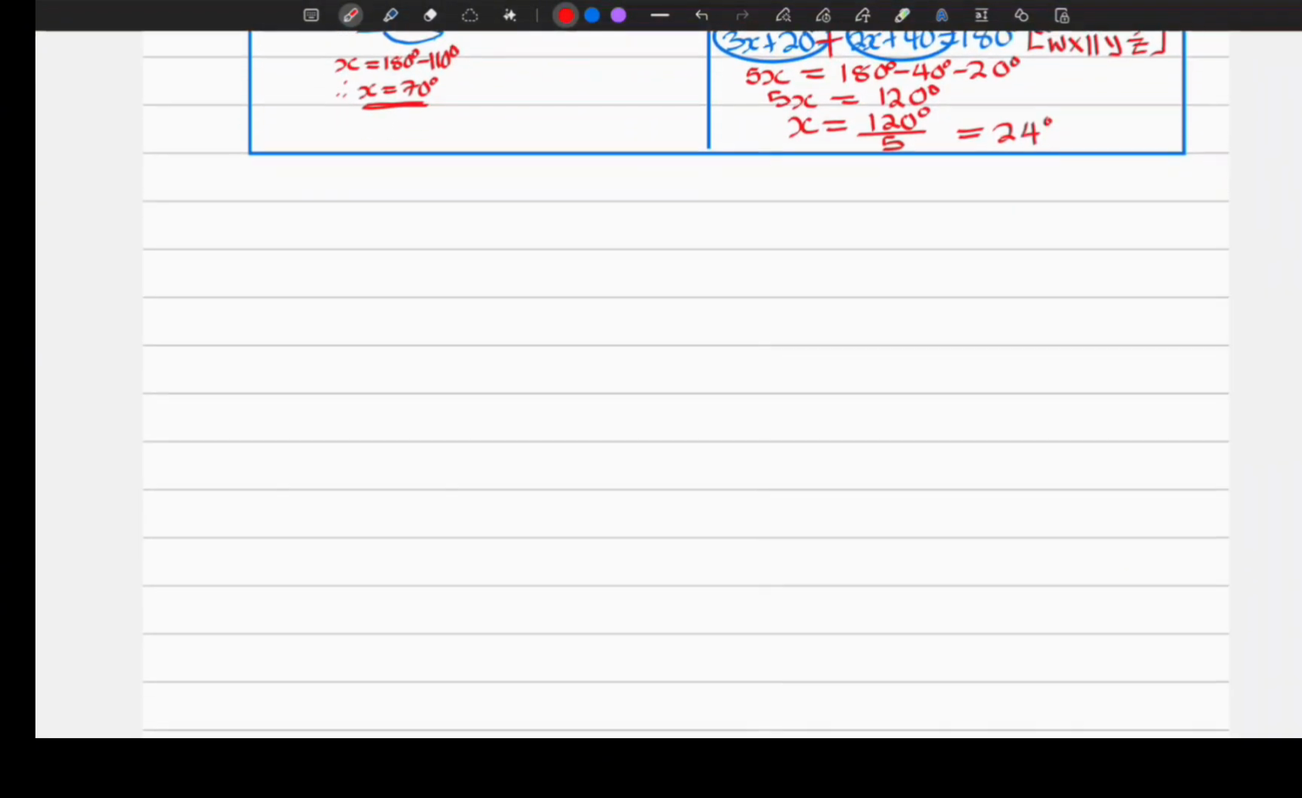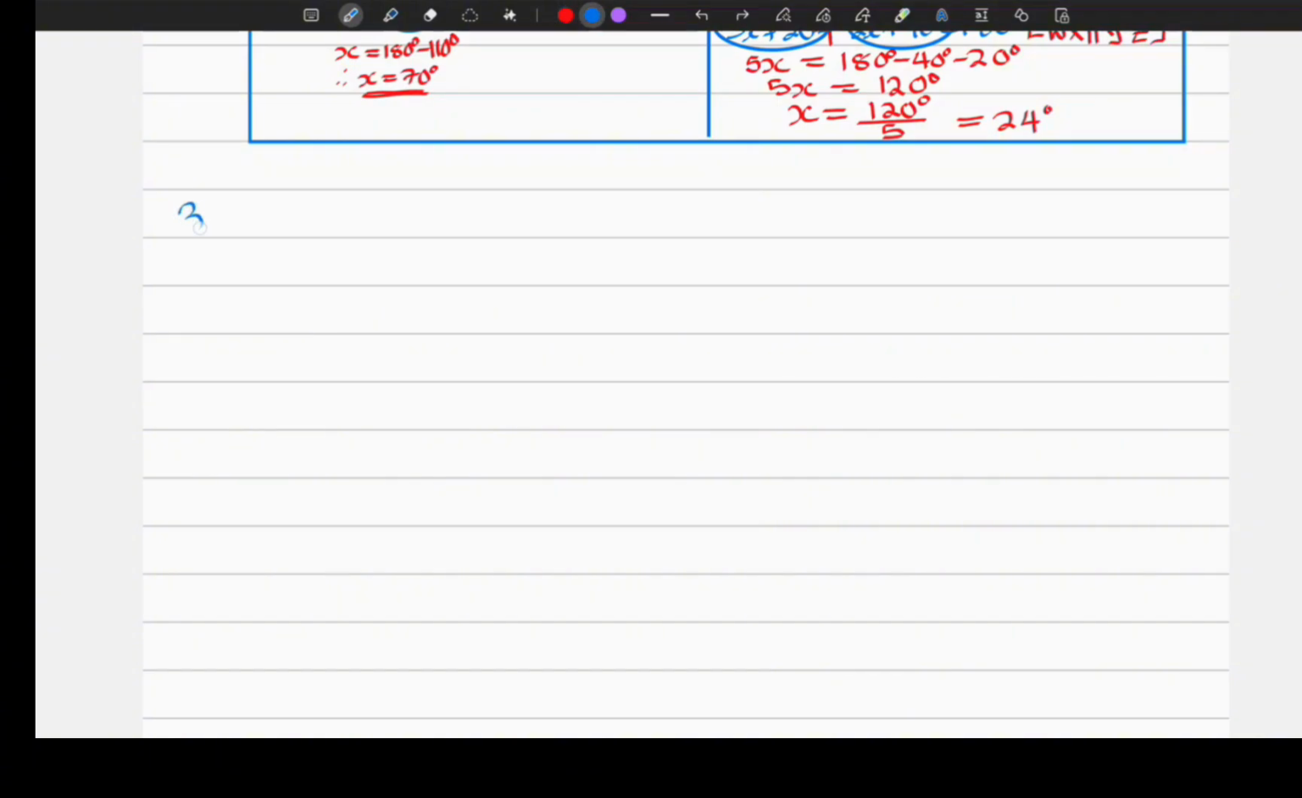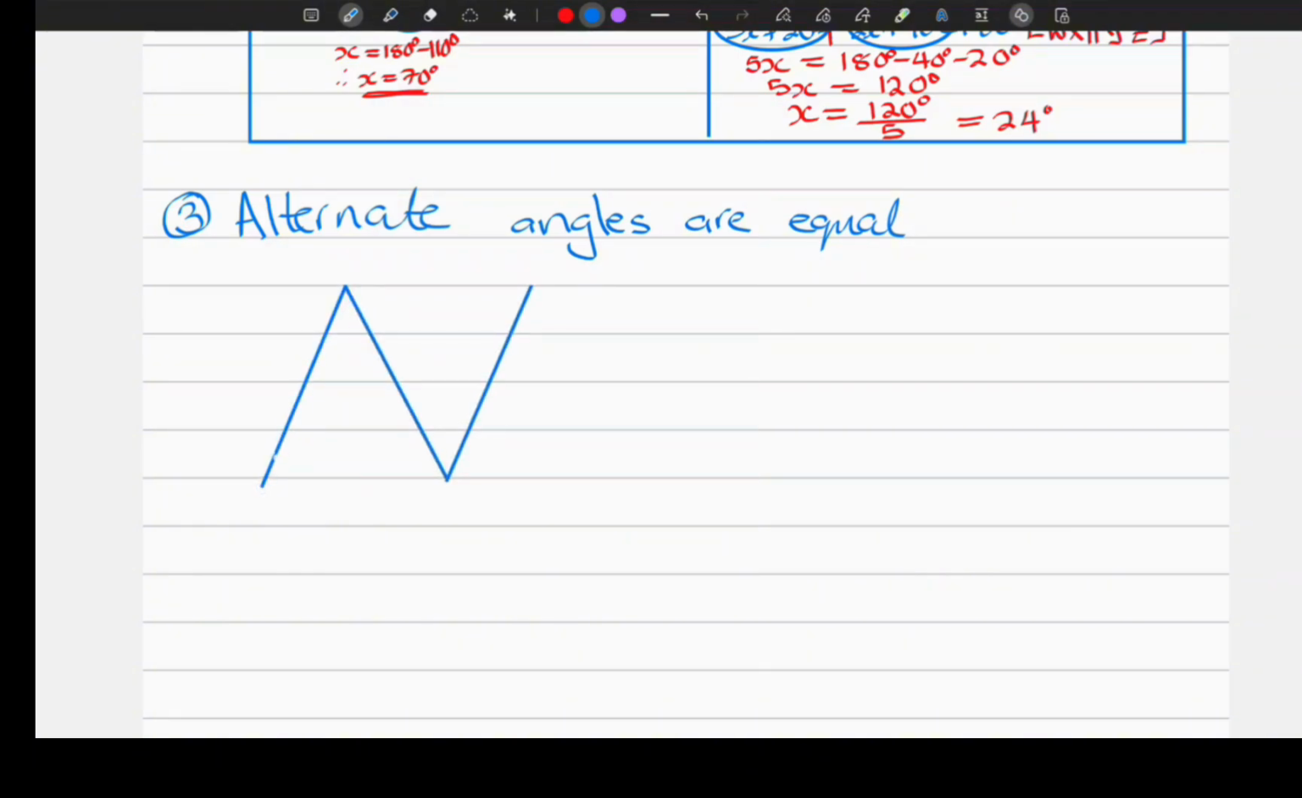So this is how we deal with co-interior angles. Moving on to the third and final theorem. Alternate angles can be represented by capital letter N. Here is a typical example of alternate angles. These two angles here are alternate angles, and they are equal to each other according to the theorem. Let's name this angle A and this one angle B. Angle A equals angle B.